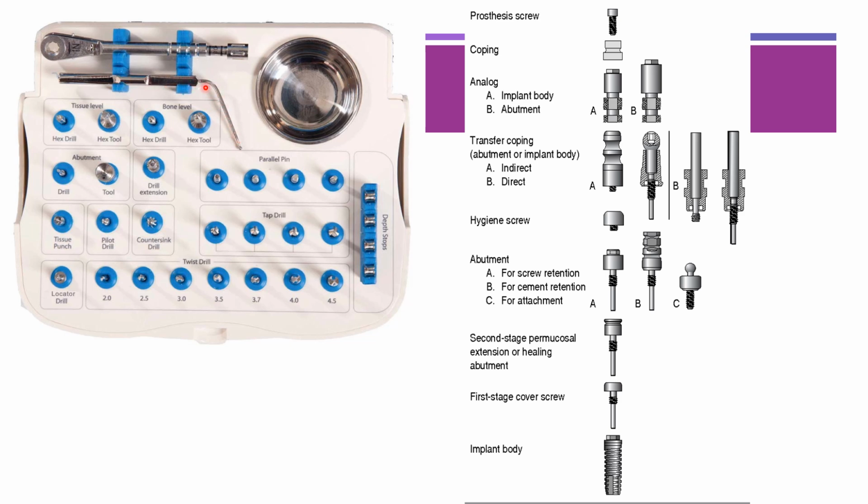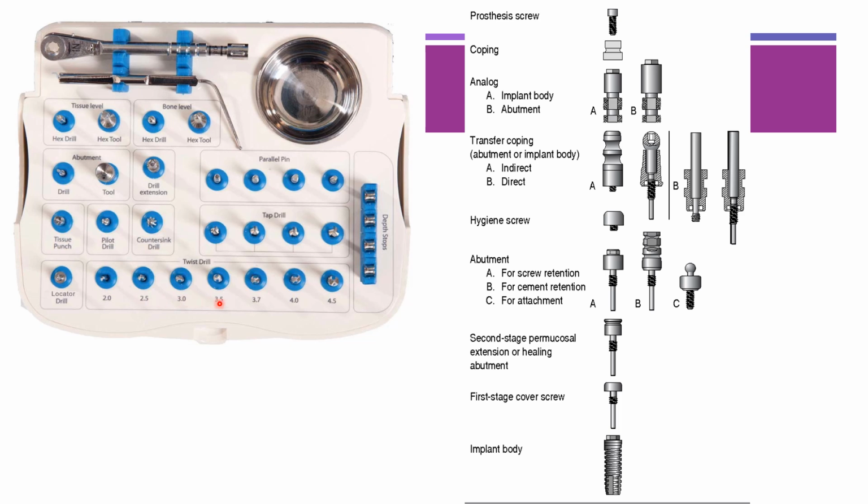These measure the depth of the implants and probe the osteotomy site. You can see the tissue level hex drill and hex tool, and the bone level hex drill and hex tool. For abutments, there is a drill and tool, and drill extensions. Tissue punch is for flapless implant surgery, and this is the pilot drill or Vansel drill. There is a first drill, a countersink drill for the shoulder part, and the locator drill.